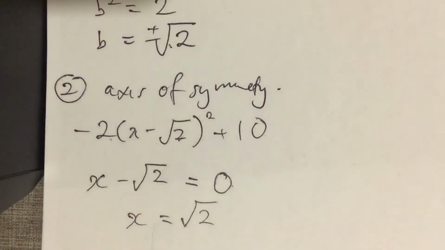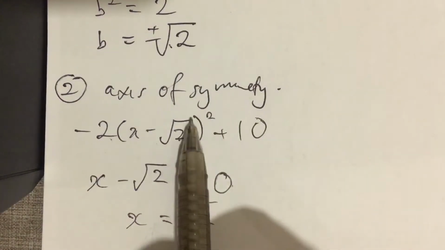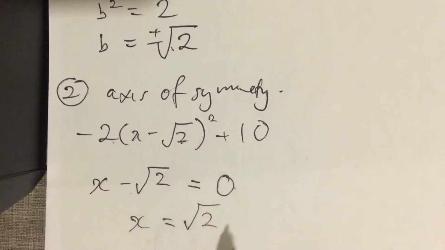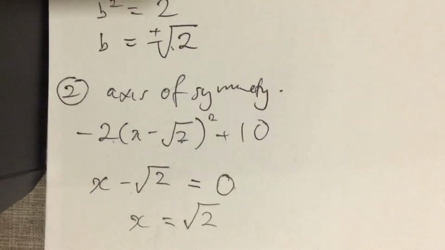That's your x. So again, take out the thing that's in the bracket squared, equate it to 0, and then you just find x. You shift it over here, and you find your x is the square root of 2. That's your axis of symmetry.